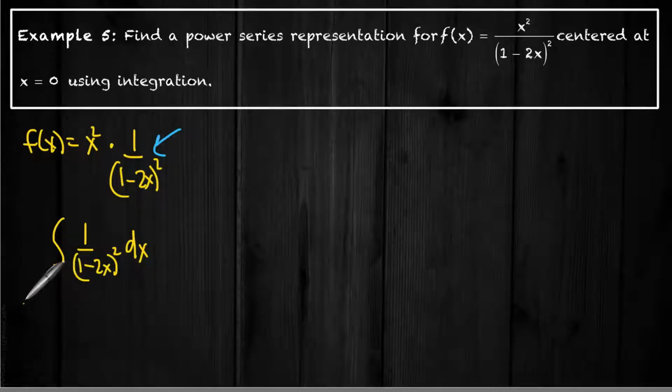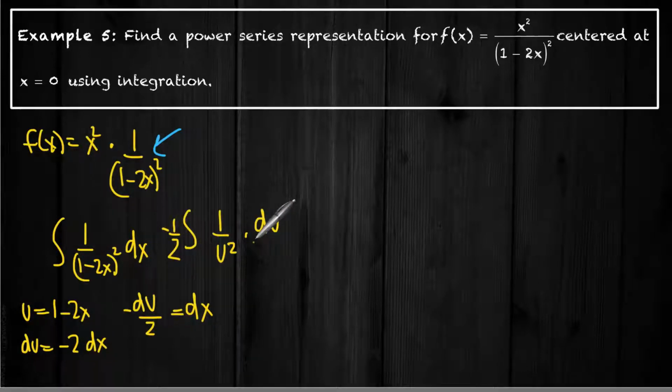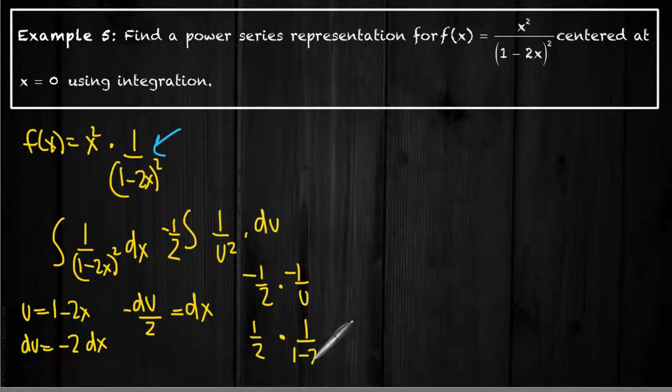So we're going to integrate this and we're going to get u equals 1 minus 2x. du is equal to negative 2 dx. So du over 2 with a negative is going to equal dx. So we're going to plug this in and integrate. So we're going to end up getting 1 over u squared times dx, and dx is du over 2. So we'll put a negative 1/2 out in front of this. So now we're going to integrate 1 over u squared. When we integrate that, we end up getting negative 1 over u. And so we multiply the negatives and they're going to go away. So essentially we're going to have 1/2 times 1 over u. And u was defined as 1 minus 2x.